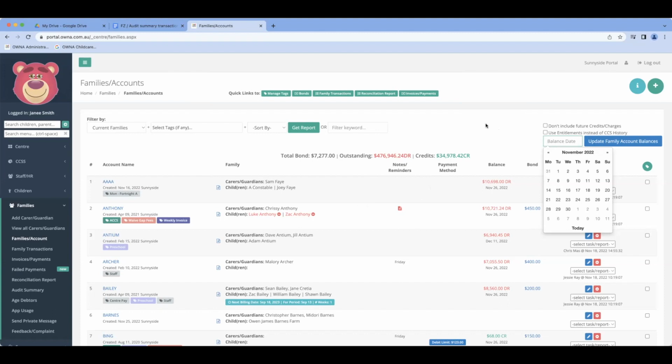So I'm just going to do a general example. If I wanted to look at my accounts for future dated, today's date is the 28th, and I want to see what my accounts are at the end of the week.